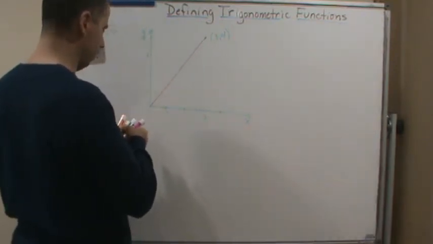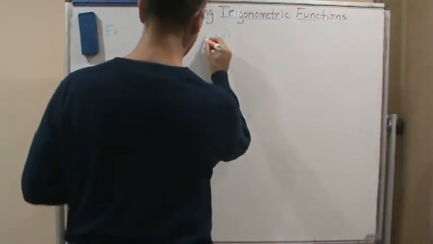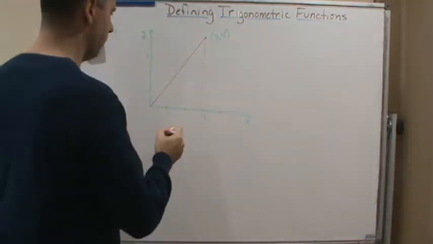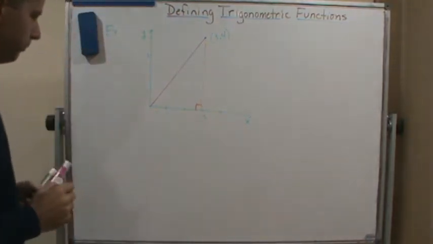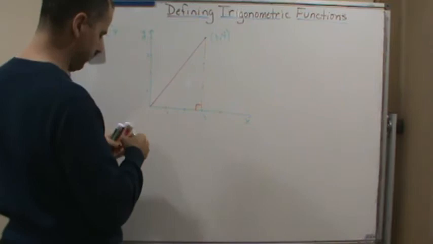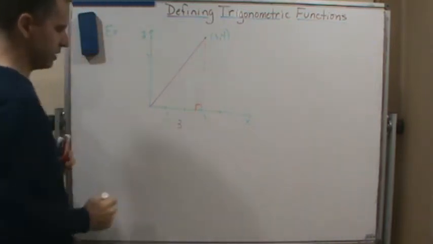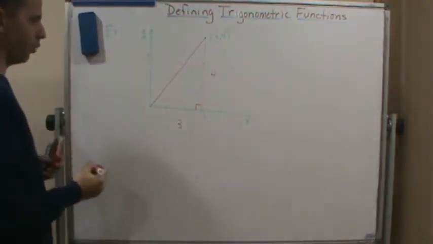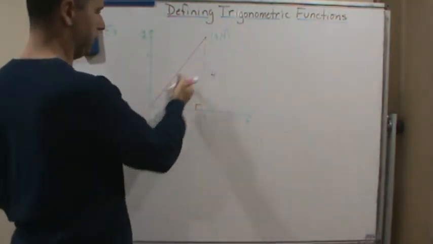So if we have this here, it makes this triangle, right, this right triangle, where this distance is 3, this distance is 4, and of course we need the hypotenuse, right? So we need the radius.